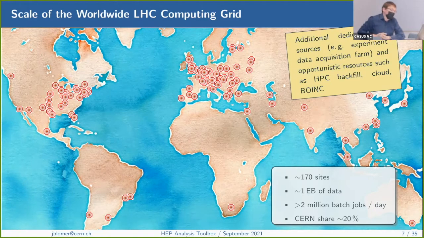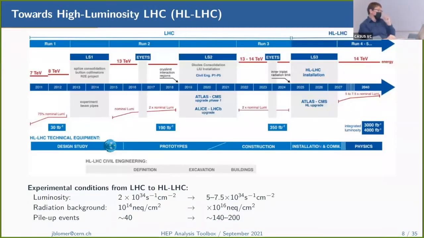Actually, we have a little bit more at our disposal because we now have more types of resources that extend the traditional grid, right? Things like the data centers that are directly at the experiments, but also opportunistic resources of various kinds, for instance, backfill cycles on HPC systems or the cloud, if someone gets a good deal for a grant for a certain time on the cloud and so on. So it's heterogeneous. And it's good, we can always use more resources because there are plans for the future.